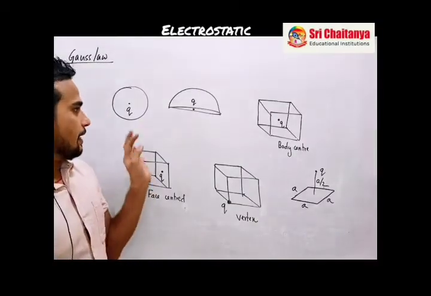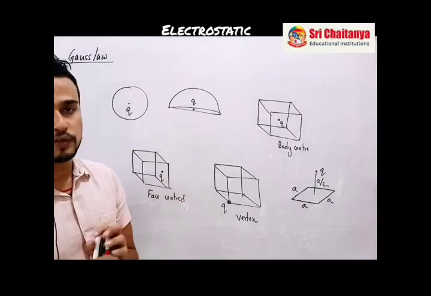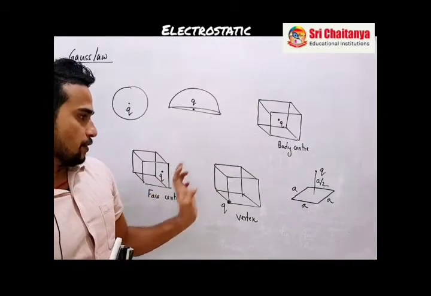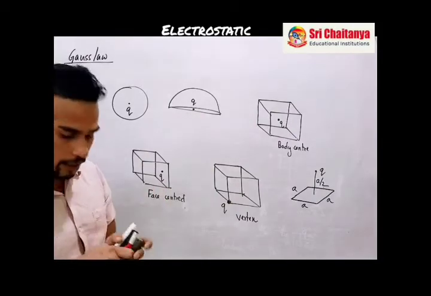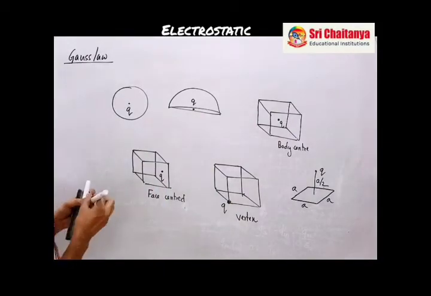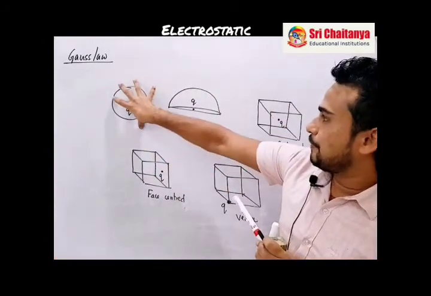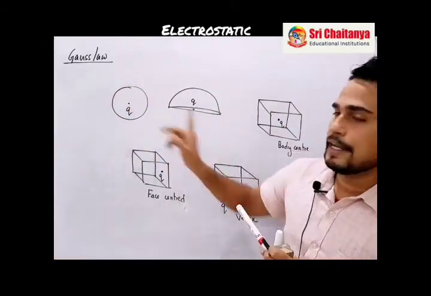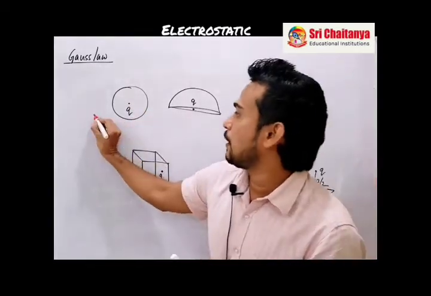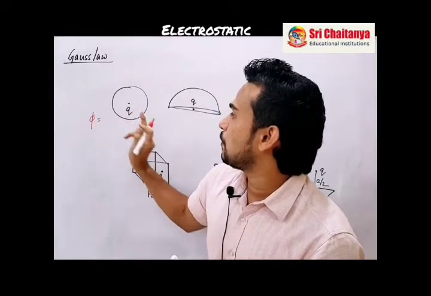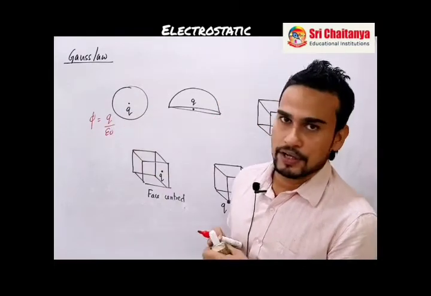Now let's see a few situations where you can find flux with the help of Gauss law. All these situations are important, and may be asked directly in your NEET exam. So see here how questions are asked. For example, the first question: you have a sphere, charge Q is present inside the sphere, and they will ask you to find the flux through the sphere. You can find it very easily. Flux will be equal to Q enclosed, which is Q by epsilon naught. This is the flux in the first case.